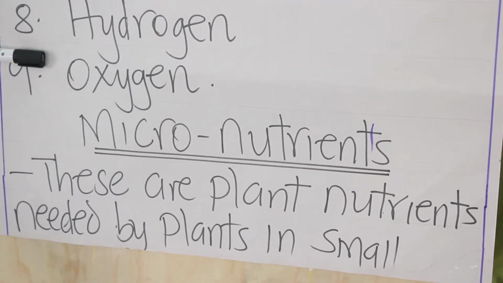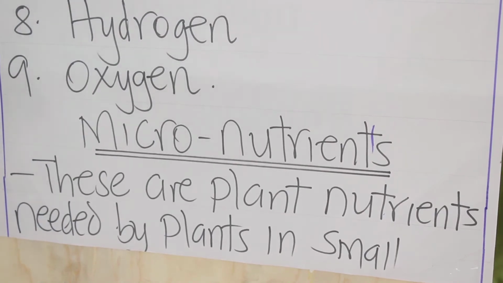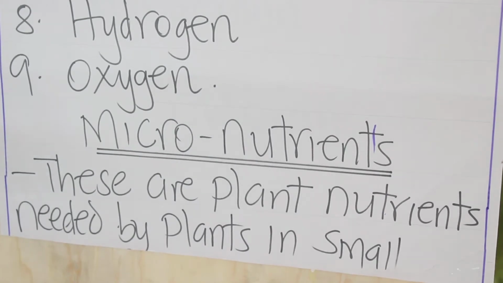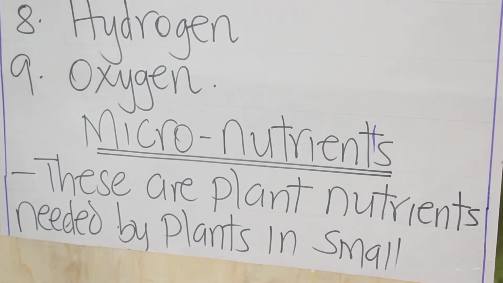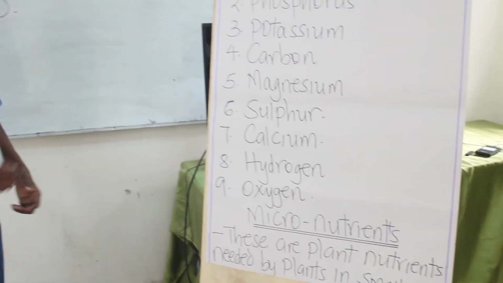All these nutrients are found in the soil, and the plants get them from there through absorption, through the roots. So as the plants absorb water, they will absorb these nutrients together. Hydrogen and oxygen are found in water. Water is made up of these two, so as the plants absorb the water, they will have absorbed these two nutrients, and they are very, very important.